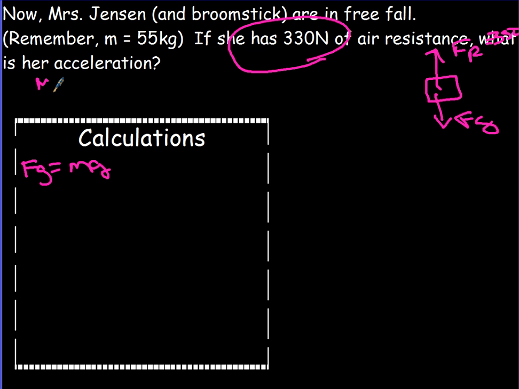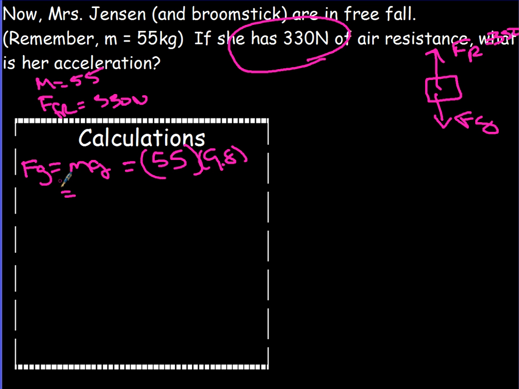Now the mass is 55, and the force of friction is 330. So make sure you write out your givens. So the weight of Mrs. Jensen and her broomstick is 55 times 9.8. So I get a weight, 55 times 9.8, of 539 newtons.